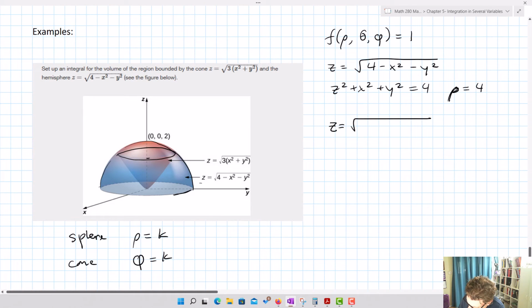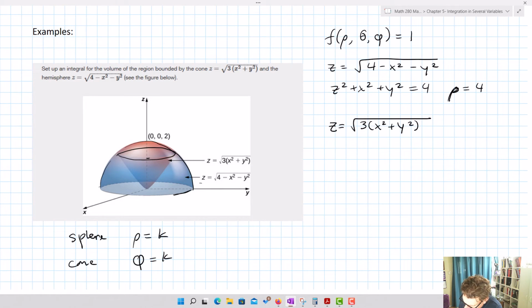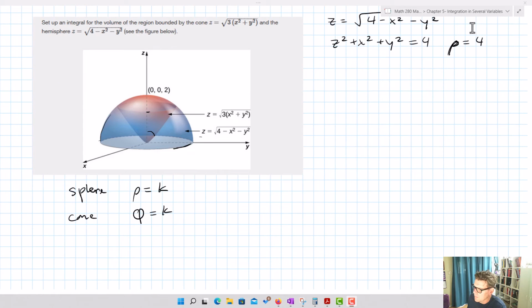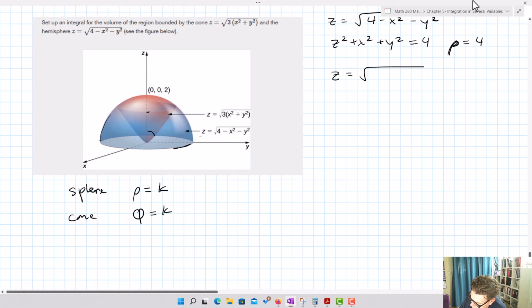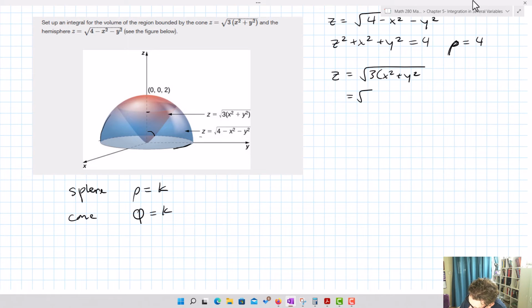The equation of the cone in rectangular coordinates is z equals the square root of 3 times x squared plus y squared, so z squared equals 3 times x squared plus y squared. Now we've got to find the value for the cone. If I rewrite z equals the square root of 3 times the square root of x squared plus y squared, that's r.